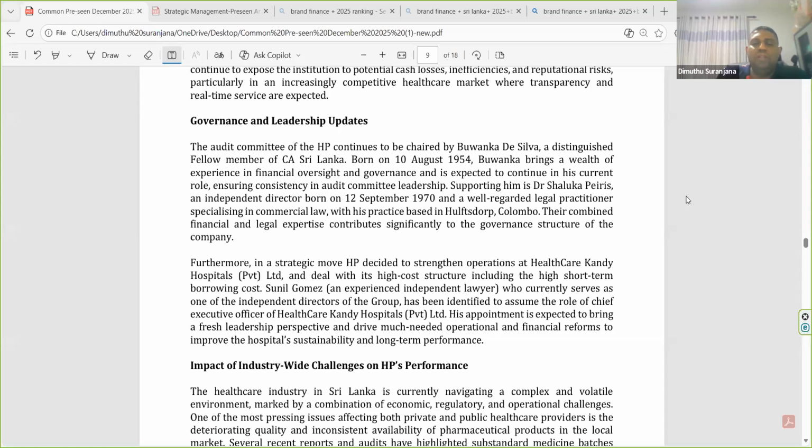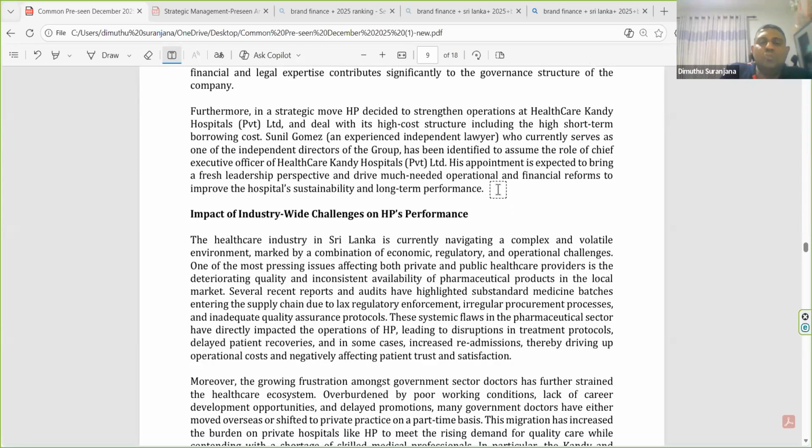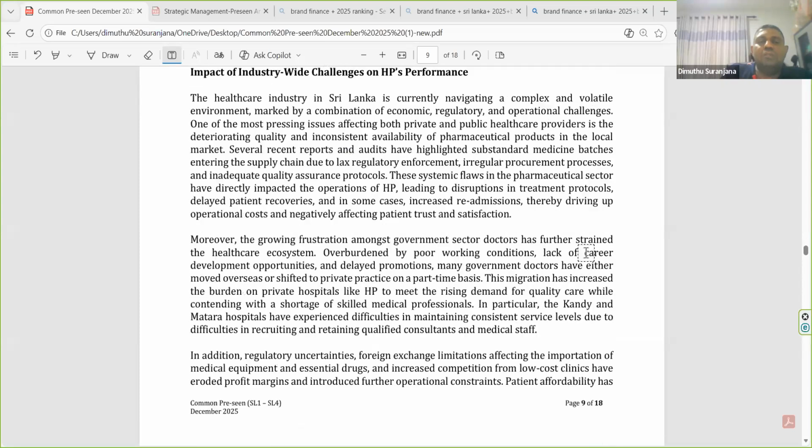One of the independent directors has been appointed as the CEO of the Healthcare and Hospital Limited. This appointment is expected to bring a fresh leadership perspective and drive much needed operational and financial reform to improve the hospital's sustainability in the long term.